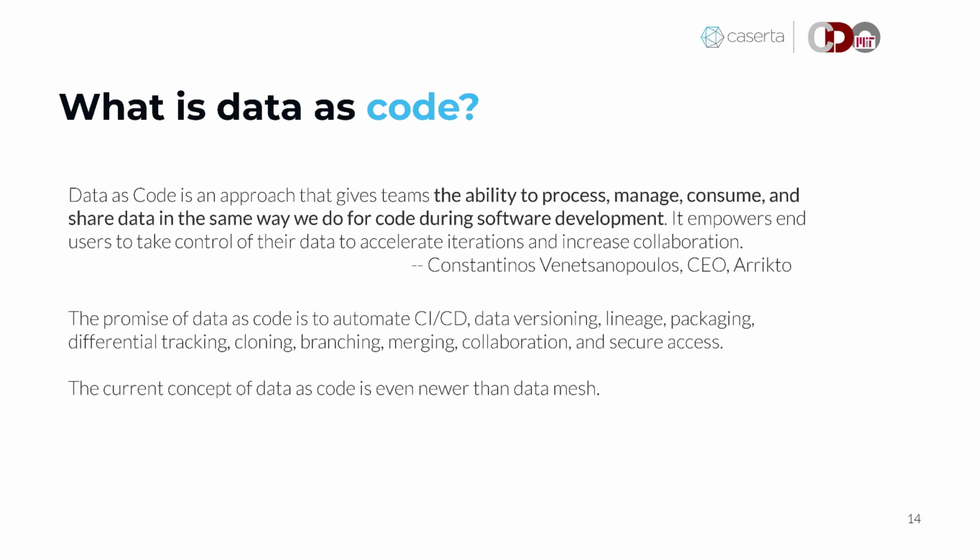There's a company called, again, I hope I'm pronouncing this right, Arito. I'm not even going to try to pronounce Constantino's last name, but what they're trying to do is create a product and services that has data as code. The way he describes it, it's the ability to process, manage, consume, share data in the same way that we do for code in software development.